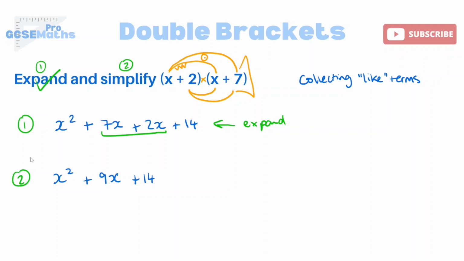So once we've simplified it, most of the time, not saying all the time, but most of the time, you're going to end up with 3 terms, okay? So you started off with 4 terms here, and now we've got 3. So that is your answer. Expand and simplify, we've got x squared plus 9x plus 14.